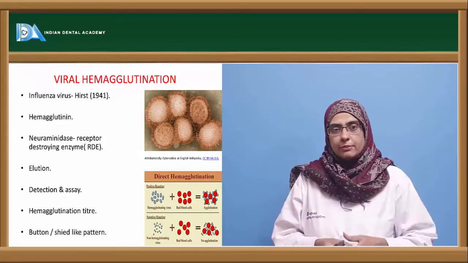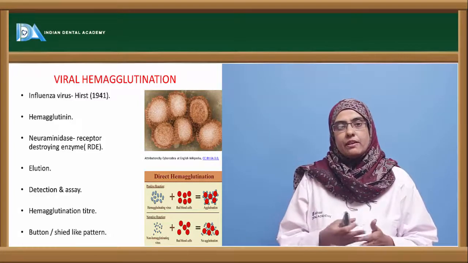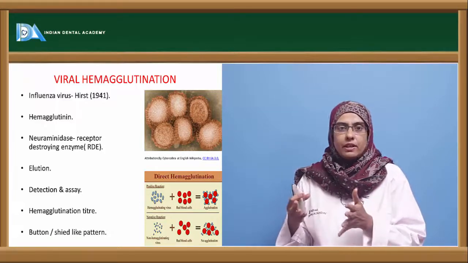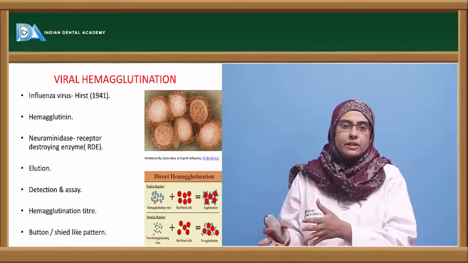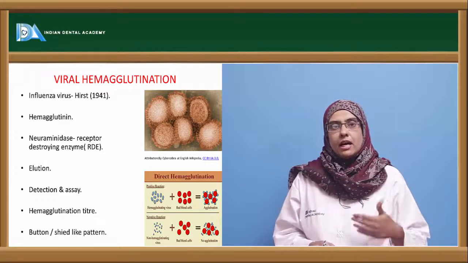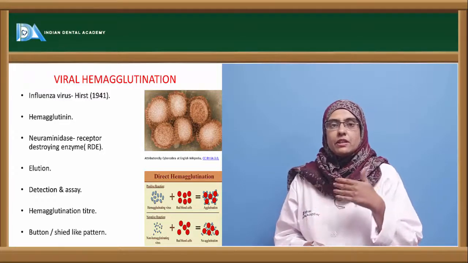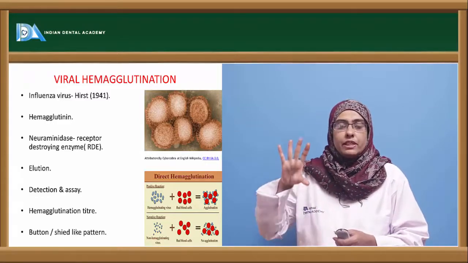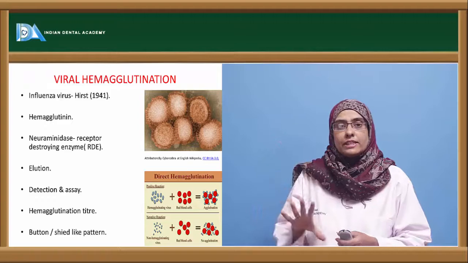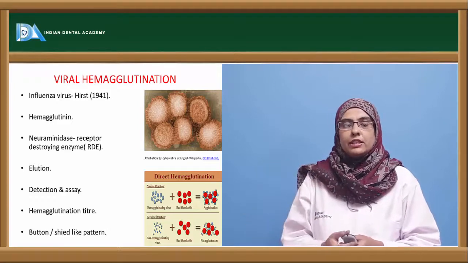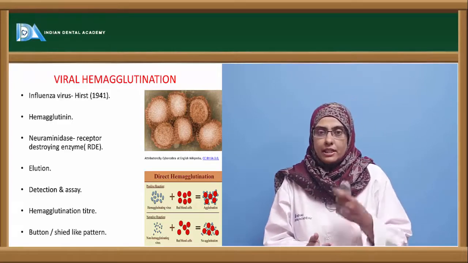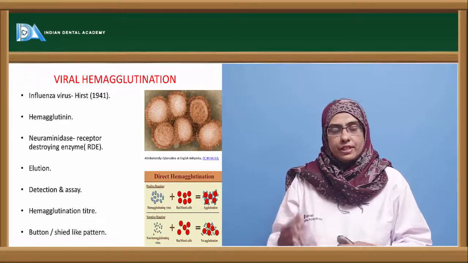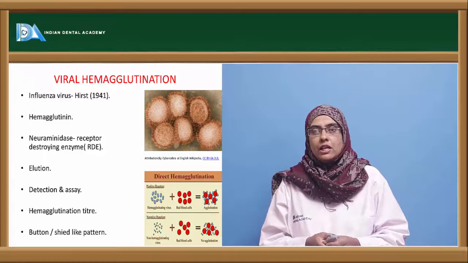So in this particular hemagglutination titer, what we do is we have a series of test tubes in which we have the virus isolates, to which we add the RBCs in different suspensions or dilutions. The tube with the highest dilution where you can still see the hemagglutination is called the hemagglutination titer. So depending on the hemagglutination titer, you can also detect the infectious virions that are present in a particular solution.